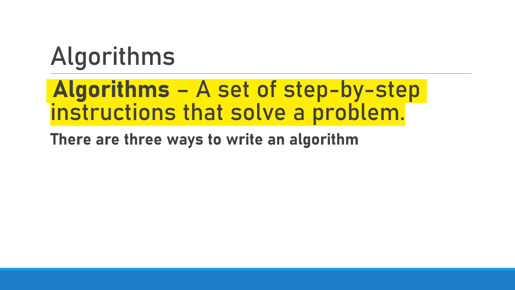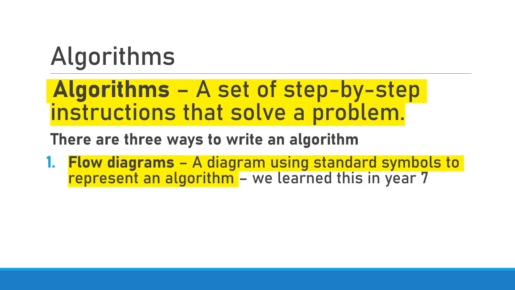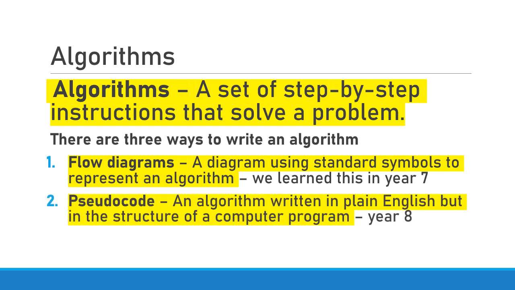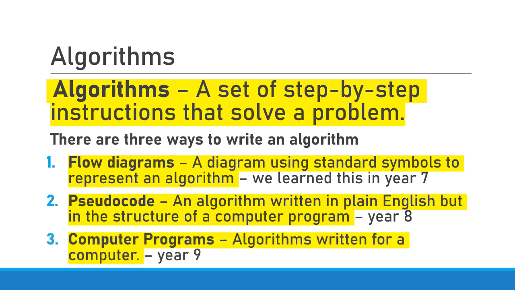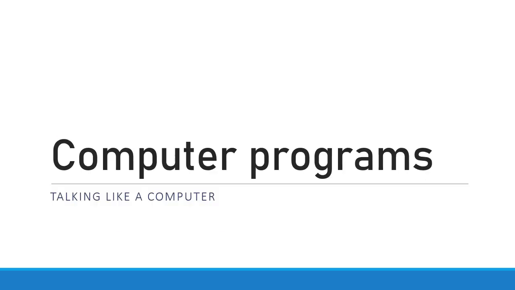But there are three ways to write an algorithm in computer science. In Year 7, we learned about how to write algorithms as flow diagrams. In Year 8, we learned about how to write algorithms as pseudocode. And this year, we're going to learn about how to write those sets of instructions, but as computer programs, because it's only computer programs that are written for computers.